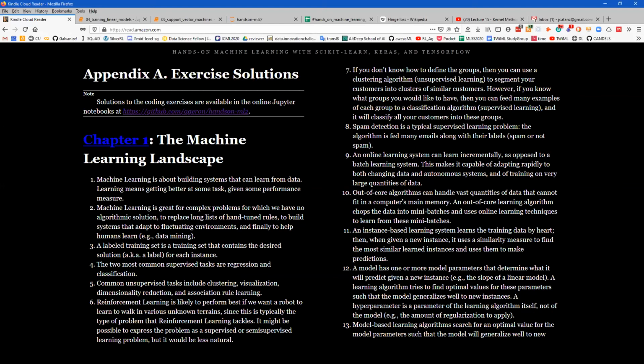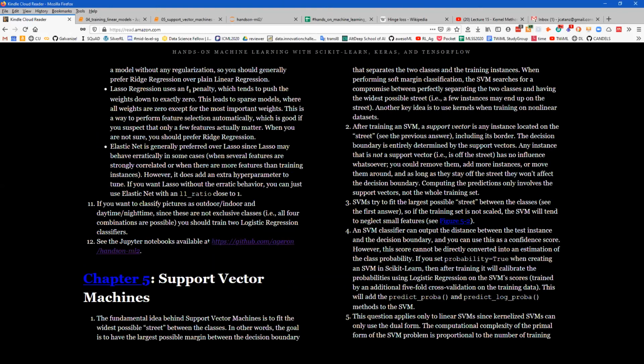Chapter 1, though. Oh, yeah. We want to go to Chapter 5. Chapter 5, support vector machines. Fundamental idea, separates, and so on. Support vector is any instance located on the street, including its border. So that means if we have a street, then anything in between those two margins, right? That's what you were saying, Srinivas, right?